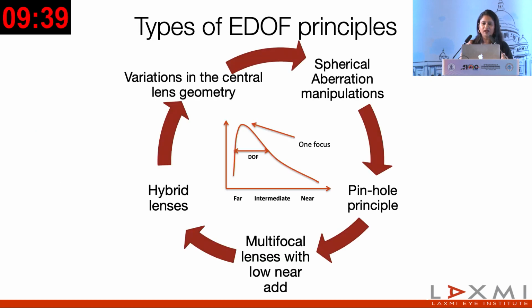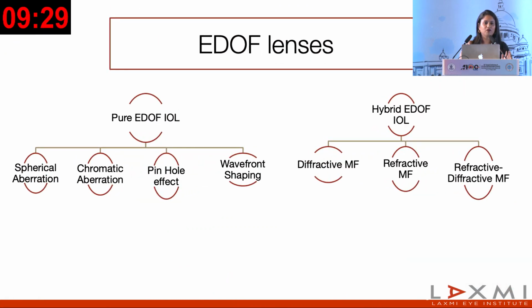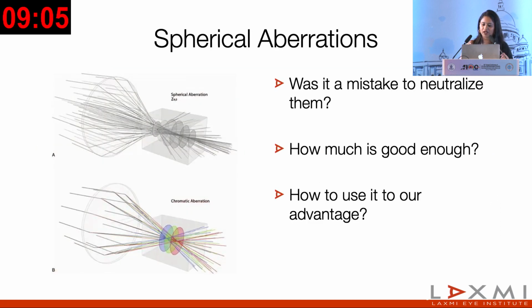Now we have very different EDOF lenses in the market and all of them use different principles, but these are the main 5 types that most lenses go by. So for a better understanding, I want to classify the EDOF lenses as a pure EDOF lens, which uses properties of spherical aberration, chromatic aberration, pinhole effect and wavefront shaping. And then we have the hybrid EDOF lenses which will use optics of diffractive, refractive rings to add another focus with a low near power and therefore give us a good intermediate vision. I'll be discussing all these principles in brief so we can understand them better.